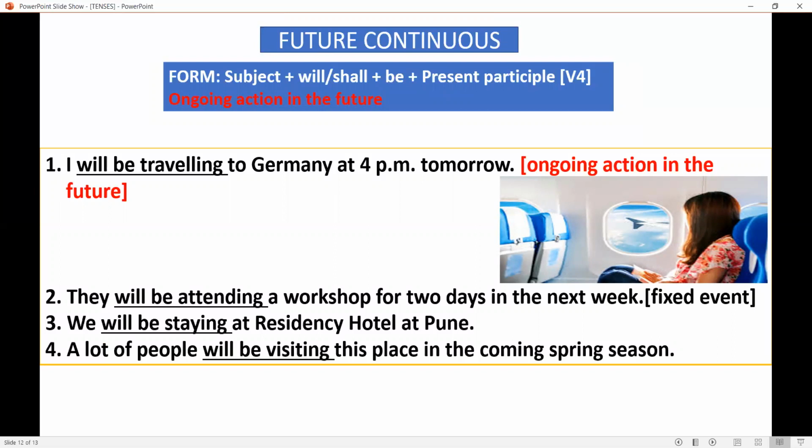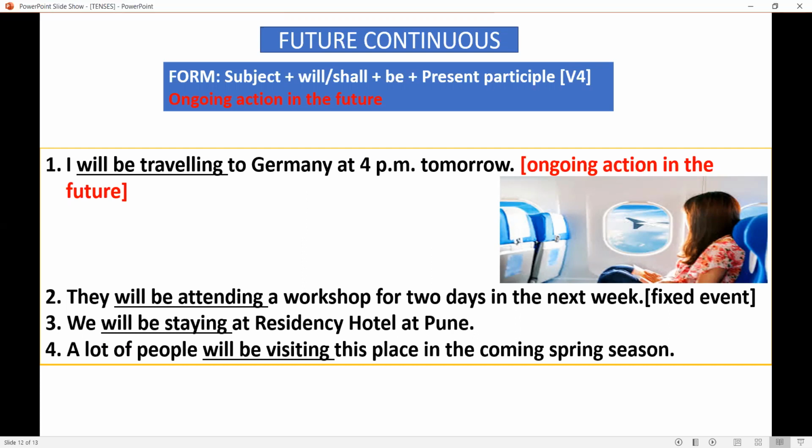Look at this example. You have booked the ticket to go to Germany, and so at this time, that is at 4 p.m. tomorrow, what will you be doing? I'll be traveling to Germany at 4 p.m. tomorrow. So this is going to happen. This will be continuing in the future. You expect that. Okay. You can also write I shall. Shall is used with I, you, and plural forms. Okay.